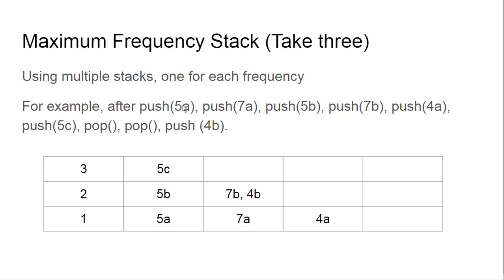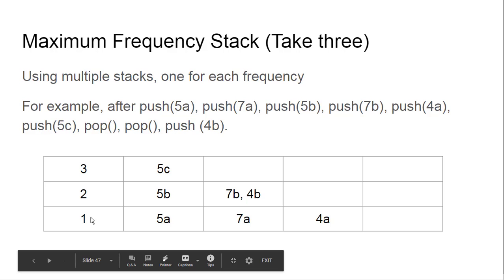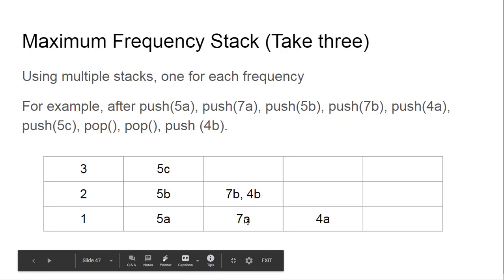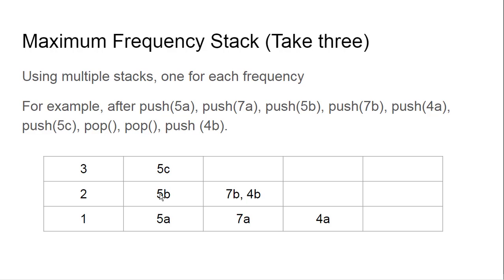The first push, we push 5. Here I use A, B, C, D to indicate different pushes so that we can distinguish the different 5s. When we push 5, we call this 5A, it goes into the first level stack because this is the first time 5 is added. And if we push 7, because that's also the first time 7 is pushed, we add it to the end here. If we push 5 again, now because 5 is already added once, we need to put 5 here in the second layer.